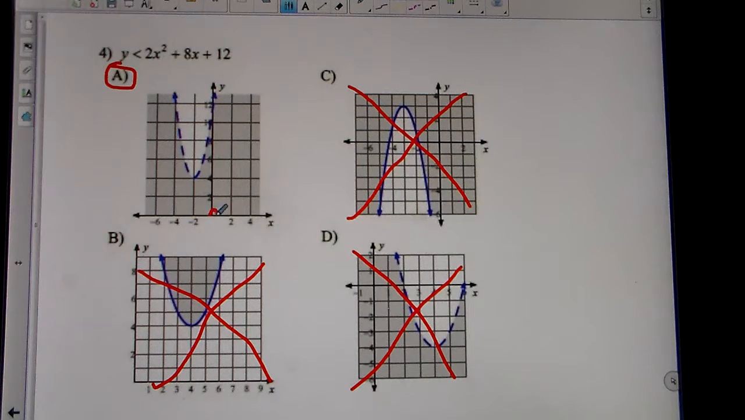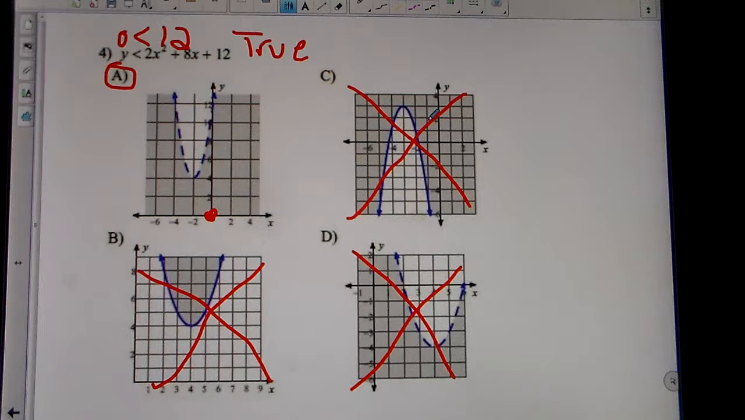Let's do the shading part too, because that's the whole purpose of our lesson. So we're going to shade either the outside of the parabola or inside the parabola. So we're going to test that 0, 0 point, meaning we're going to put 0 in for y and 0 in for the x's. And we're going to determine that 0 is less than 12. That is a true statement. Since it's a true statement, we're going to shade the region that has that 0, 0 point. So we're shading on the outside of this parabola. So that's why 4 is A.